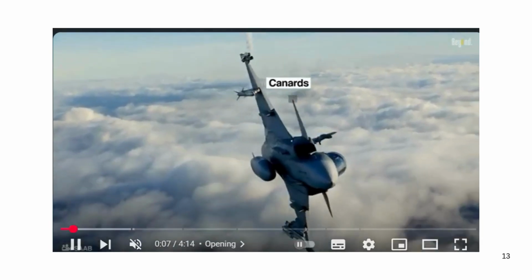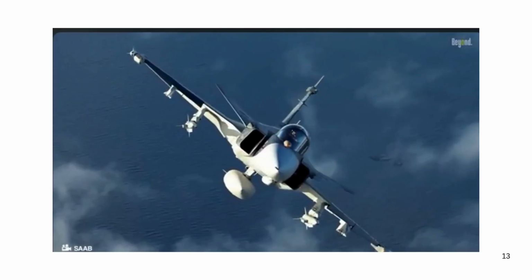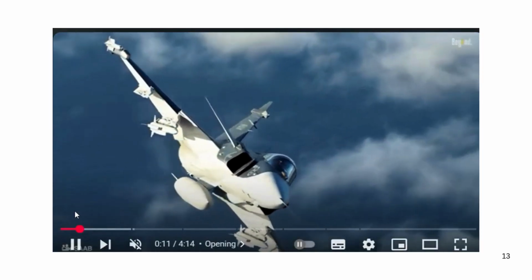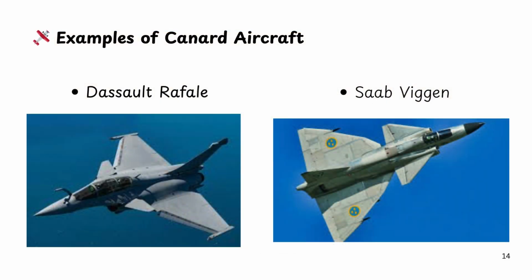In many cases, the canard is actively controlled, meaning it moves in response to the pilot's input. In some designs, it's fixed but carefully angled to always provide a small upward lift, which helps balance the aircraft.